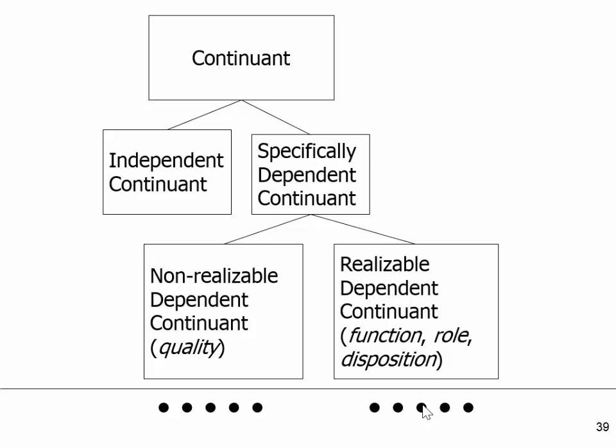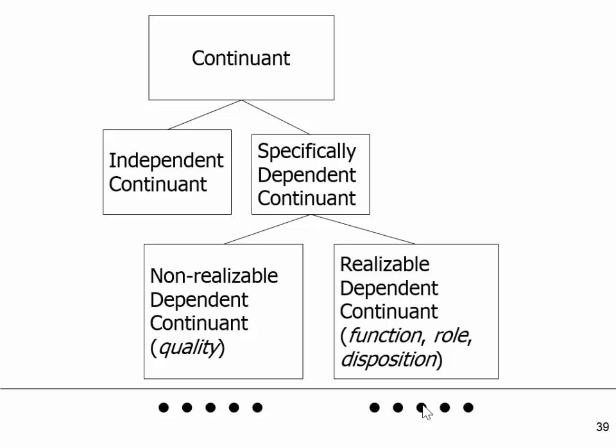So your headache is dependent upon your head. Specifically, you can't share your headache with someone else. They have their own headache. Similarly, your skin color is dependent upon you. Somebody may have a similar skin color, even exactly similar skin color, but they still have their own skin color. So that's specific dependence. Now, we distinguish 2 kinds of specific dependence.